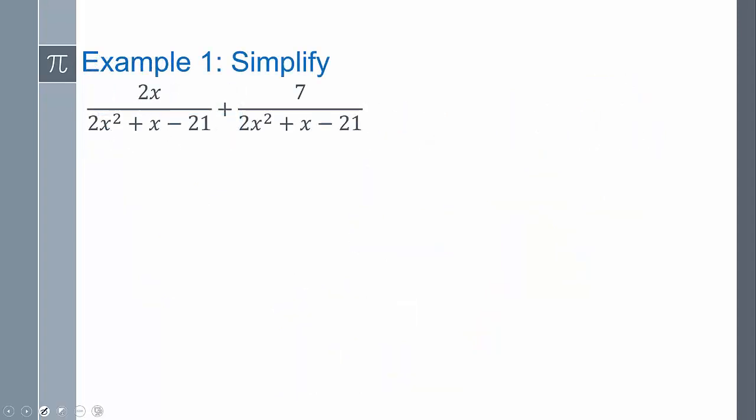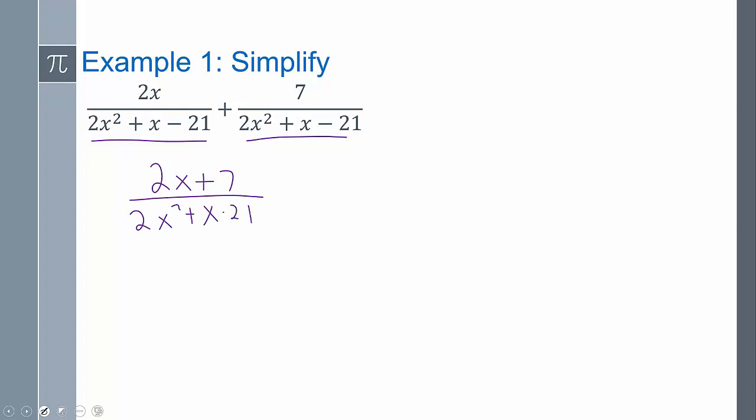So let's kind of turn up the heat a little bit. First example, we need to simplify these. So I just need to check denominators, are they the same? They sure are. So I can add these together. 2x plus 7 over 2x squared plus x minus 21.